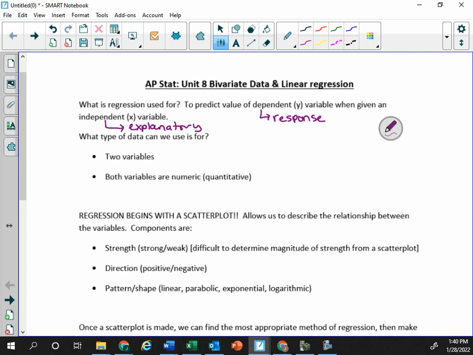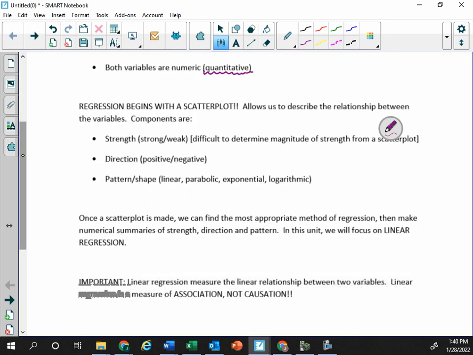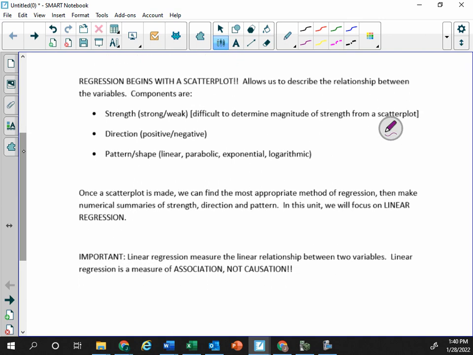To do this, you'll always have two variables, and both of them are always going to be quantitative, the numeric type of variable. And all of this starts with a scatter plot. So we look at a scatter plot and we can describe the relationship. Your options are strong or weak, and you can tell me if it's positive or negative. And then if there happens to be a shape going on in there, we can talk about that.